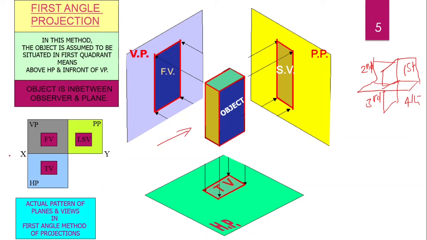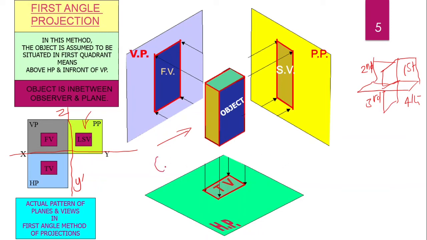Here this line is the XY line, and this line is ZY dash, and this Y dash is the apparent Y axis. Above the XY line there is the front view, and below the XY line there is the top view, and the right-hand side of ZY dash represents the profile plane, and the view in the profile plane is represented as the side view. This is the actual representation of first angle projection.